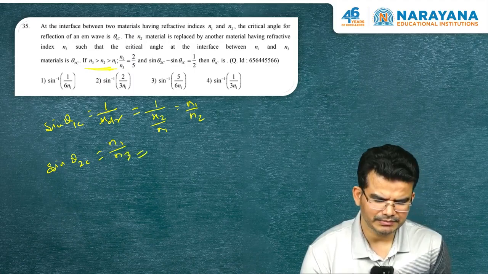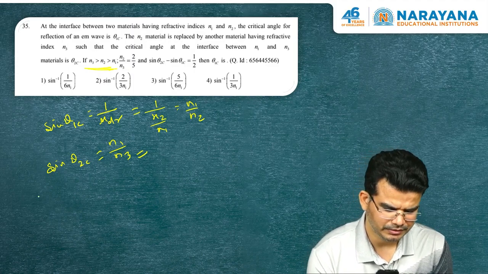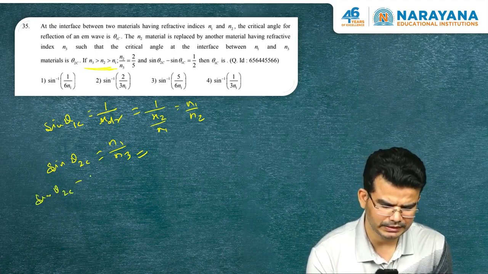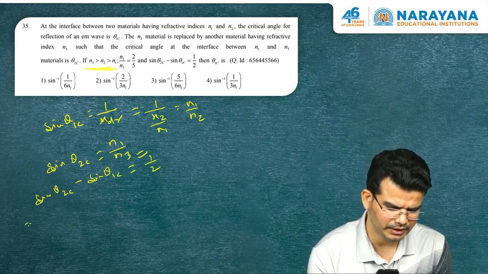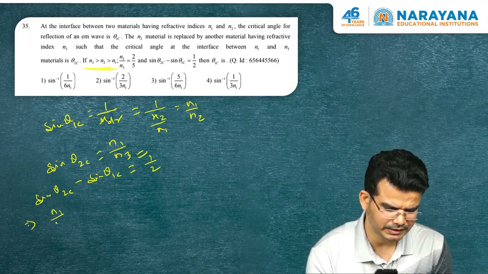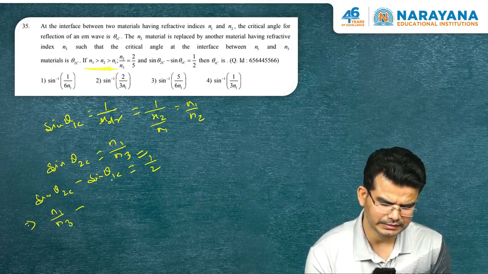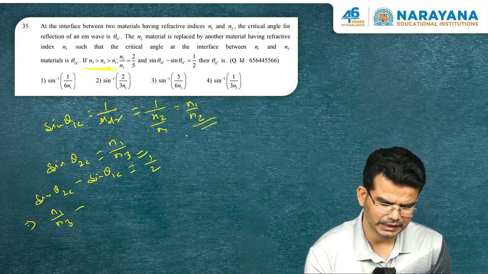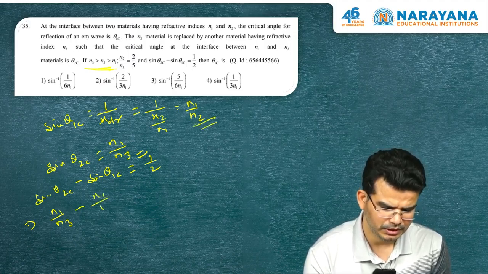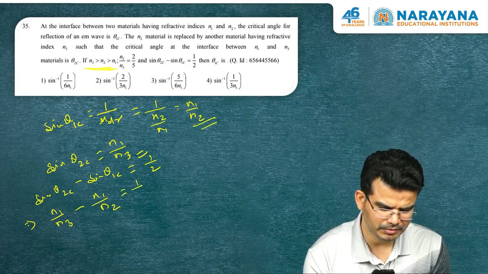Now they have given something: sin theta 2c minus sin theta 1c equal to 1 by 2. Fine, we will put the values. So, sin theta 2c is how much? n1 upon n3, minus sin theta 1c, which is n1 upon n2, and this is equal to 1 by 2.